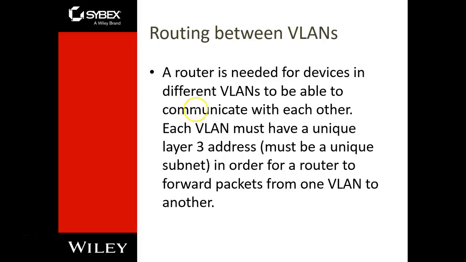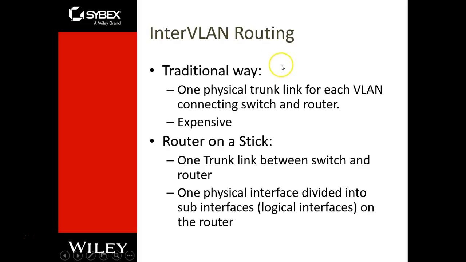So routing between VLANs, we got to have a router. We got to have a router to do this between the devices before it's able to do that. And each VLAN must have a unique layer 3 address. We've already said that. There's no difference between a virtual local area network and a physical local area network, except that we configure the ports on the switch.